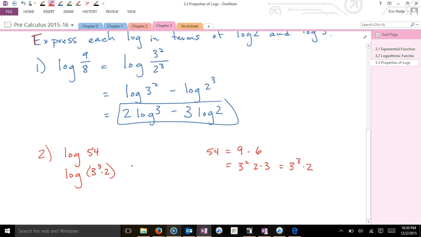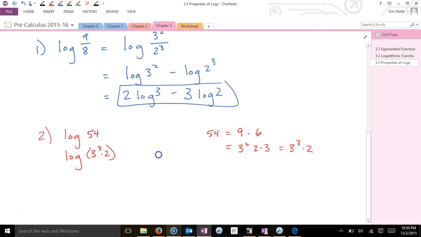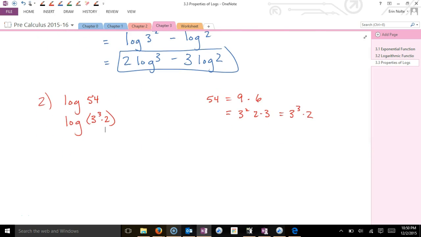Okay. So now, if I'm going to expand this, what two properties am I going to use? Power and product. Okay. So, can I do both of them at the same time? Immediately just put the exponent in front. Is everybody following that? So I have the 3 in the exponent, so it goes in front. So it becomes 3 logs of 3, and then since it's product rule, what's going to go in between the two logs? Plus the log of 2.